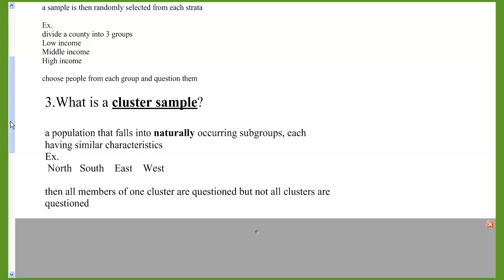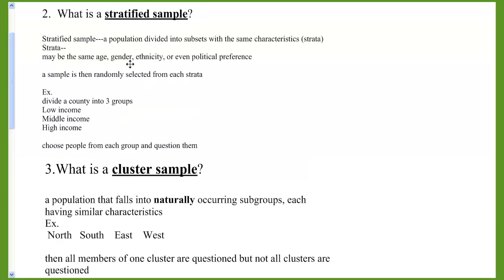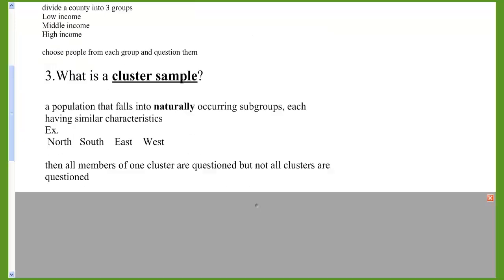So with stratified, remember, it's this type of division, and you go around and you sample or question some people out of each group. With cluster, you break them into groups naturally, and you question everybody in some of the groups, but you don't question all groups.